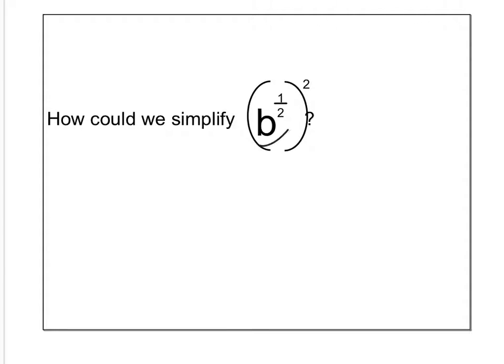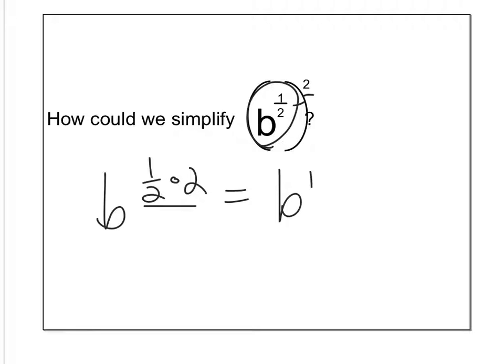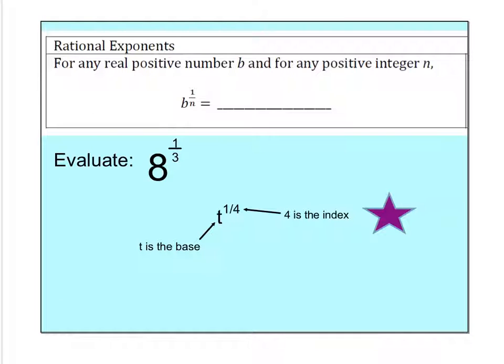So how do you simplify b raised to the 1/2 raised to the second power? Well, anytime you have a power raised to a power, you multiply those powers. So 1/2 times 2 equals b to the first. That's the rule here.